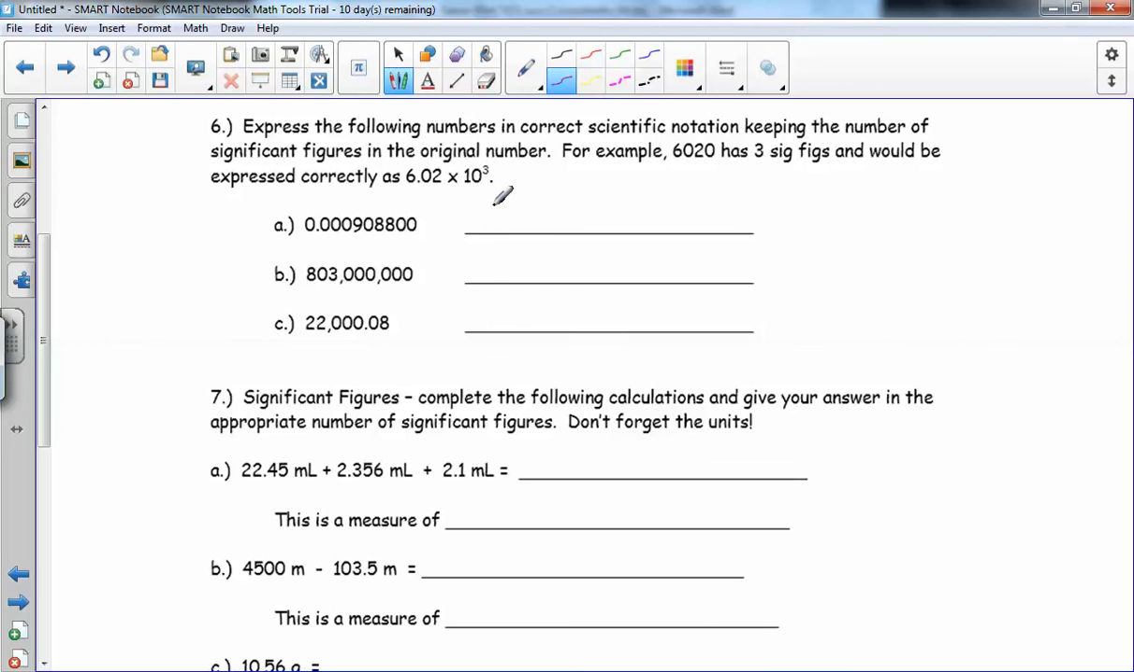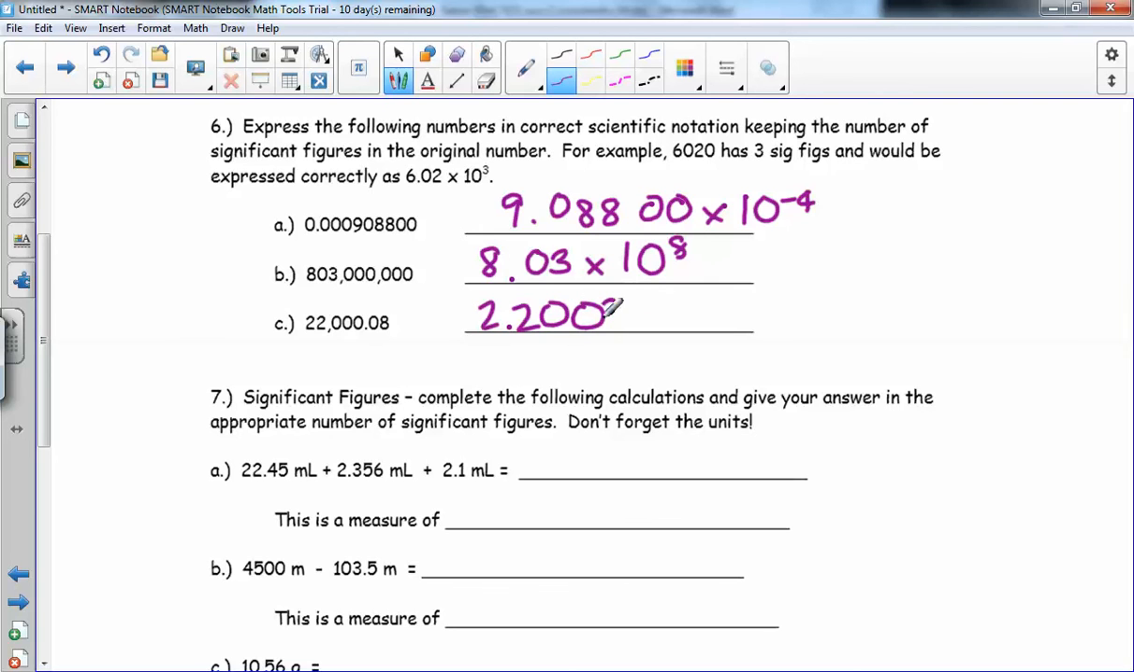Now in the next couple, we're talking about scientific notation and maintenance of significant figures. And I'm just going to go ahead and record these to save us a little time, hopefully, on our recording length. I hope that's what you got for your answers on that.